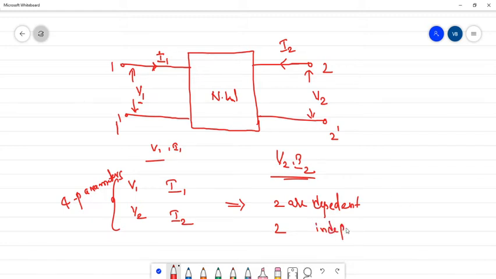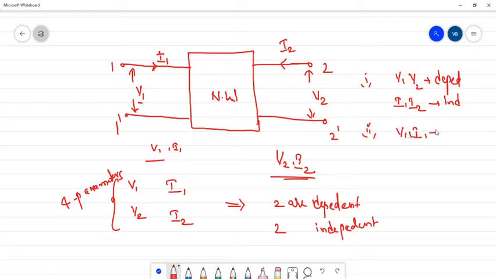For example, here we have V1, I1, V2, I2. In the first classification, let us take V1, V2 as dependent, and I1, I2 as independent. In the second classification, let us take V1, I1 as dependent, and V2, I2 as independent. In the third classification, V1, I2 are dependent, and I1, V2 are independent.